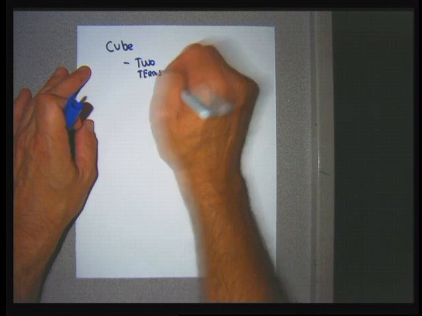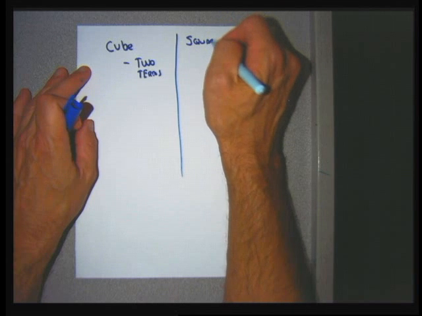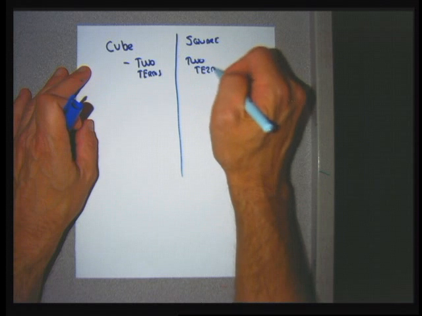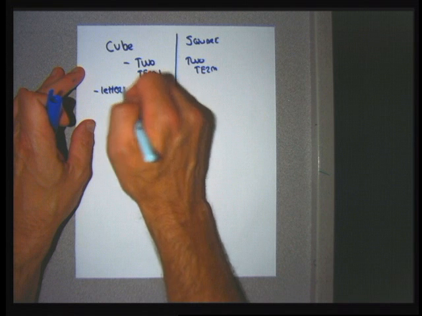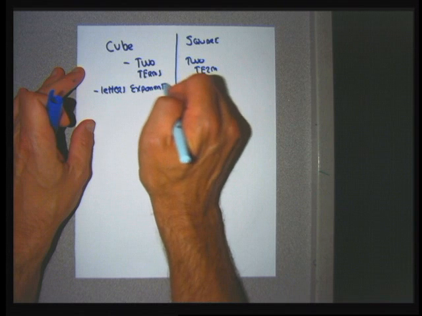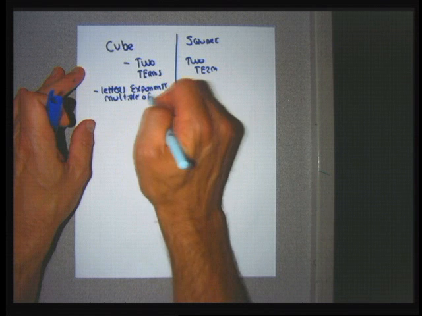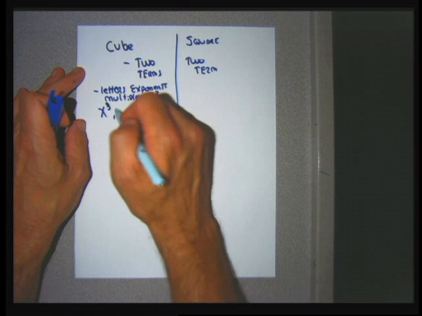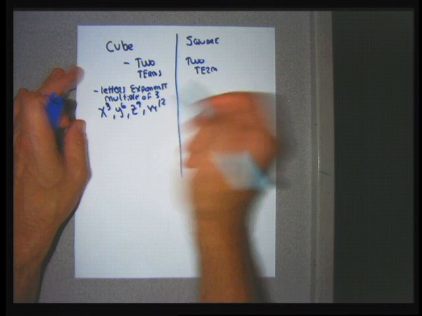Maybe I'll compare squares and cubes. To be a square problem from the last section, you also needed two terms. Here, if I have letters, they have exponents that are multiples of 3. So I could have like an x cubed, or a y to the 6th, or a z to the 9th, or a w to the 12th.